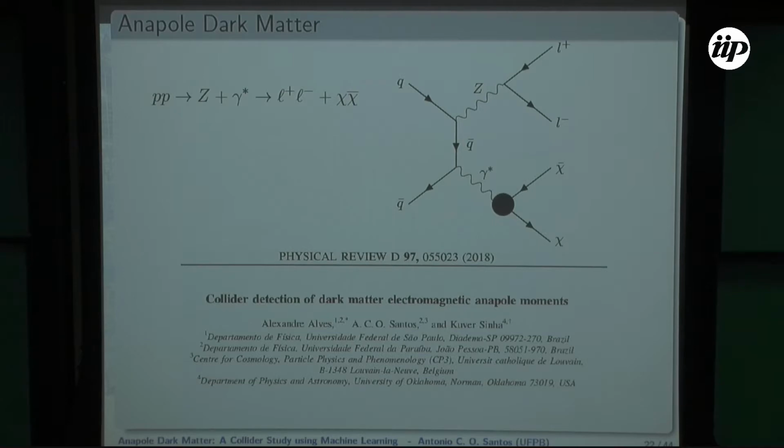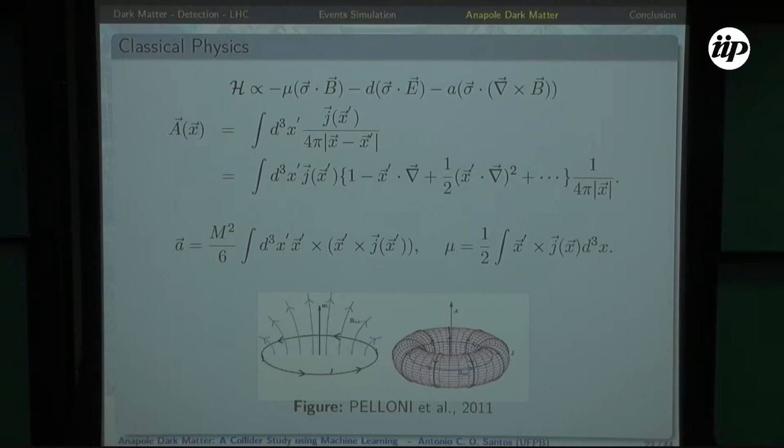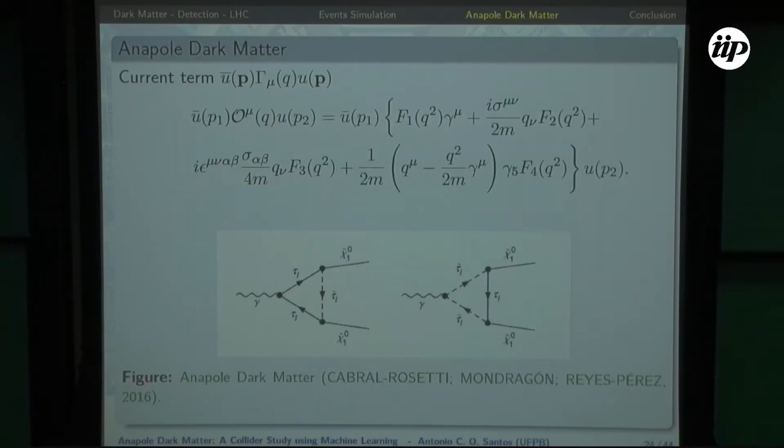And we analyze whether the LHC can probe this interaction. This Anapole interaction has a classical version. Looking at the Hamiltonian, we have the magnetic moment, the electric dipole moment, and the Anapole part. We have something similar in electromagnetism, and an analogue in quantum field theory.